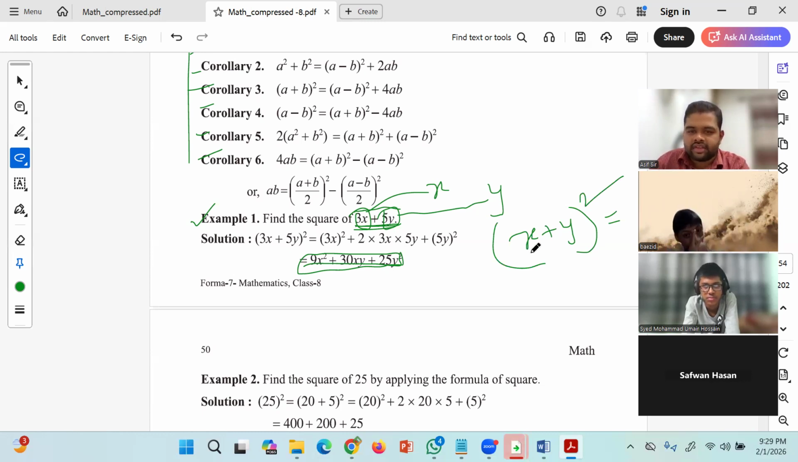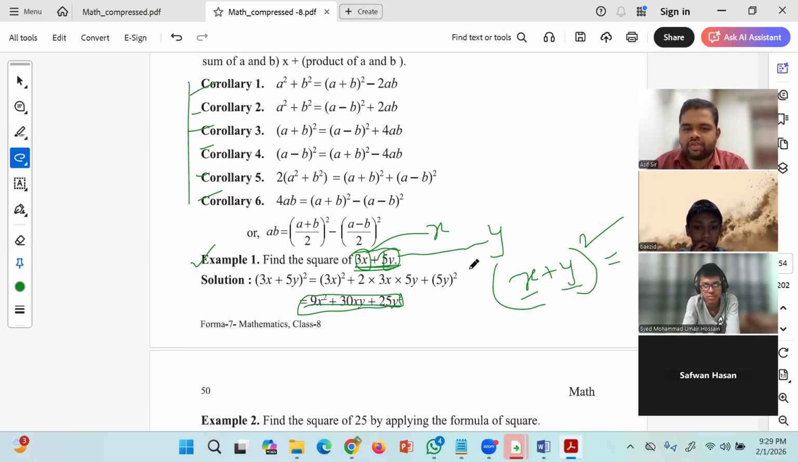So, but this is for your understanding only. Here x is 3x and y is 5y. This is the difference. This is not directly x plus y whole square. The given problem is 3x plus 5y. It is not x plus y, right?